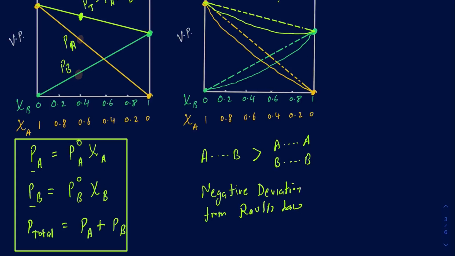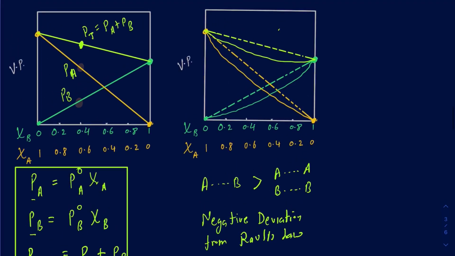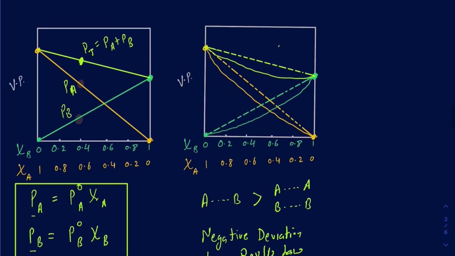And that would happen when you have stronger intermolecular forces between the solute and the solvent than the individual interactions between solute-solute and solvent-solvent. So in that case, your solute and solvent are held together with stronger forces, and it's going to be hard for the solute and the solvent to escape, and that will decrease the overall vapor pressure.